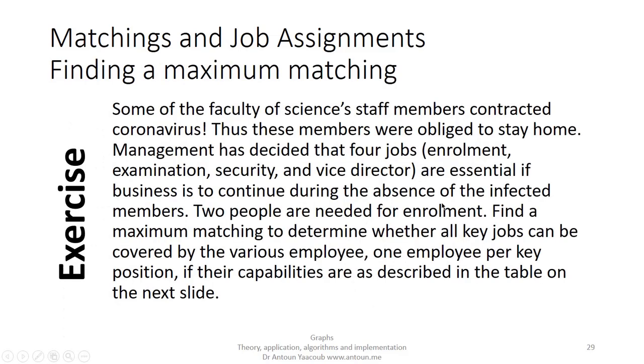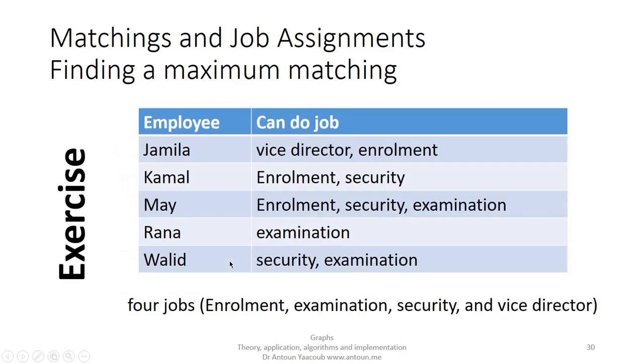So let's do an exercise. Some of the Faculty of Sciences staff members contracted coronavirus, so it's common these days. Thus these members were obliged to stay home. Management have decided that 4 jobs, enrollment, examination, security, and vice director, are essential if business is to continue during the absence of the infected members. 2 people are needed for enrollment. So we need to find a maximum matching to determine whether all key jobs can be covered by the various employees, 1 employee per key position, if their capabilities are as described in the table on the next slide.